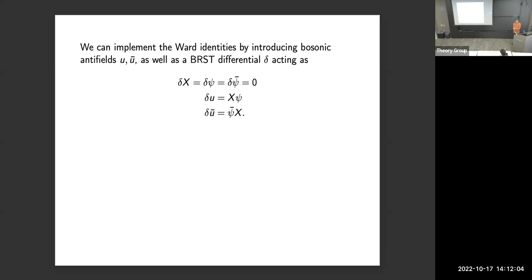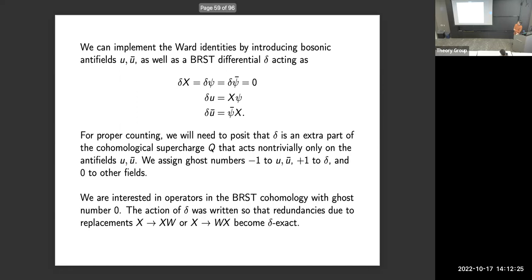We can implement these Ward identities by introducing bosonic antifields U and U bar, as well as a BRST differential delta, which acts in this way. It acts trivially on X and the fermions, but only acts non-trivially on U. We're interested in operators in this BRST cohomology with ghost number 0. The action of delta was designed so that redundancies due to replacements of the form x going to xw or x going to wx become delta exact. These were the closed string redundancies that we wanted to remove.